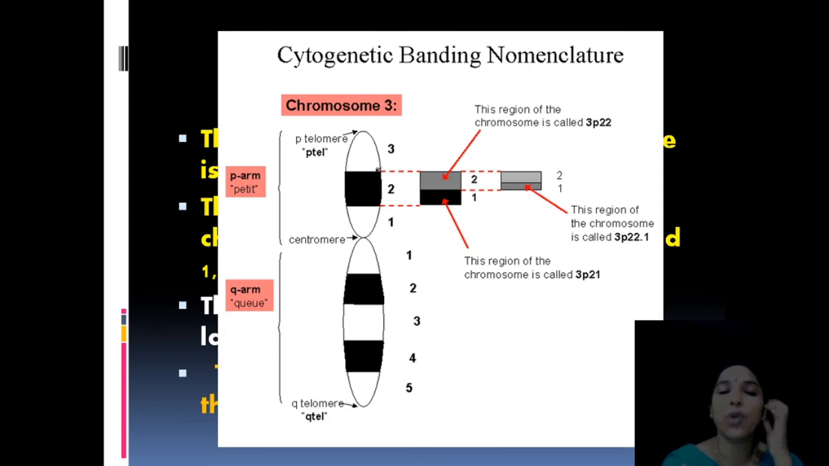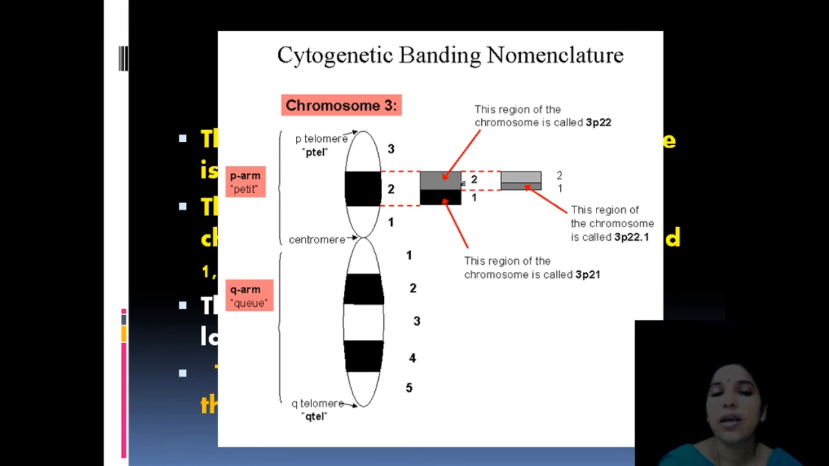Once more, look at this picture. This is the chromosome P arm and Q arm. See what is marked as bands: light bands, dark bands, light band, dark bands, represented as band 1, 2, 3, 4, 5. This is the PTEL, as I already told you, the telomere of the short arm. Then this region is called 3p21. What is 3p21? Chromosome 3, short arm, band 21.